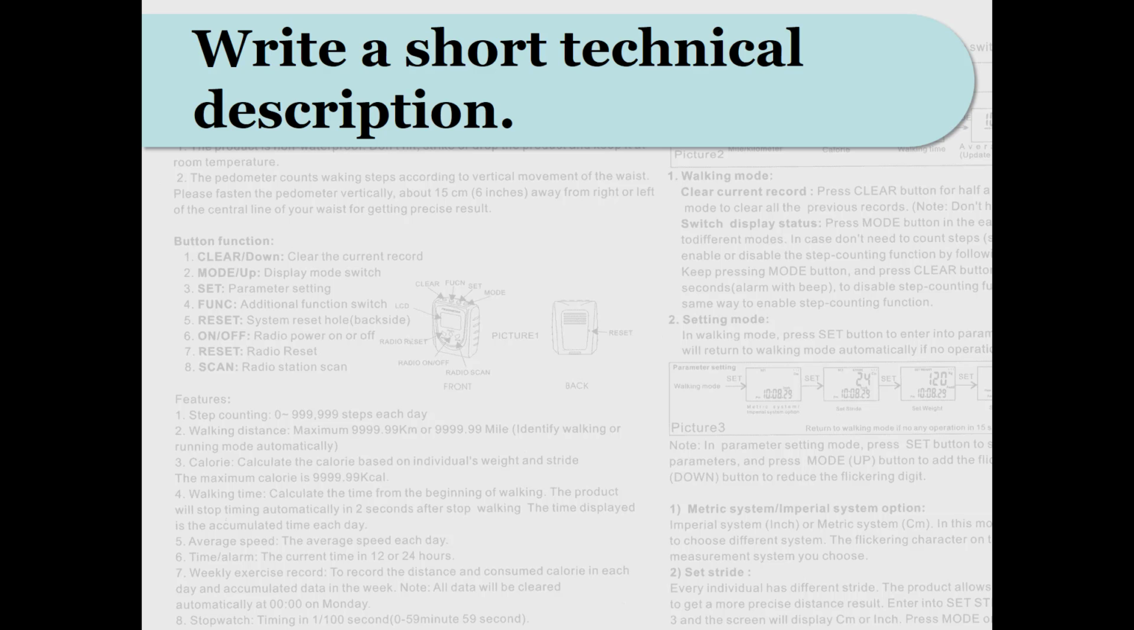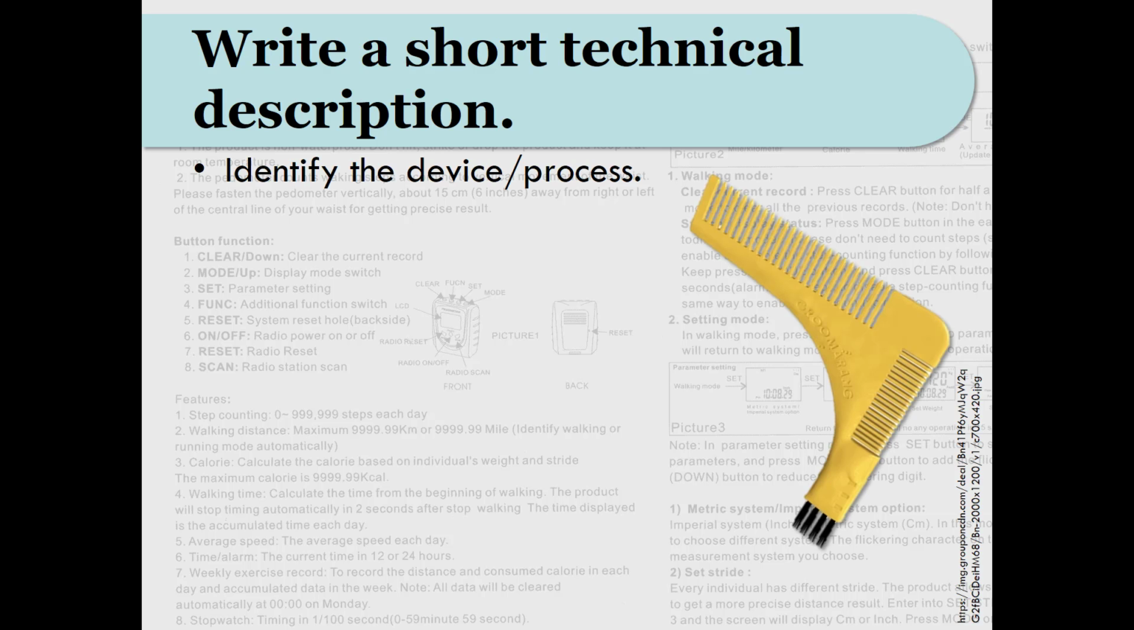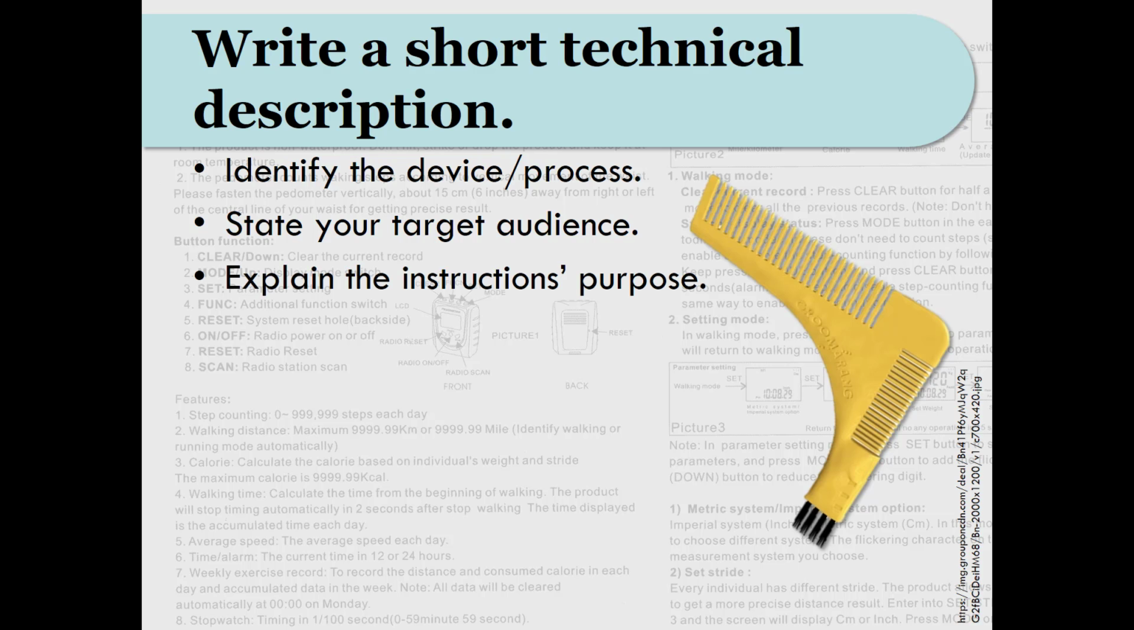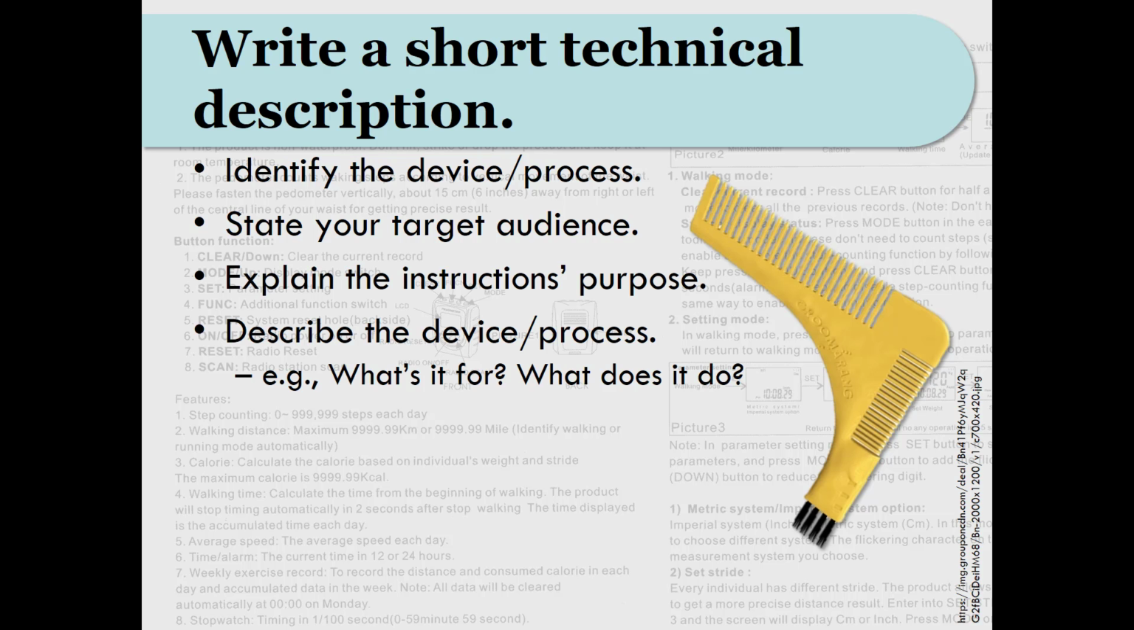You want to write a short technical description that goes along with your introduction. Now the introduction is going to be mostly this. It's going to contain a bunch of stuff. You want to identify whatever the device or process is. You want to state very clearly who your target audience is. Explain the purpose of your instructions. Describe the device and or the process. What's it for? What does it do? Why does a person want it?